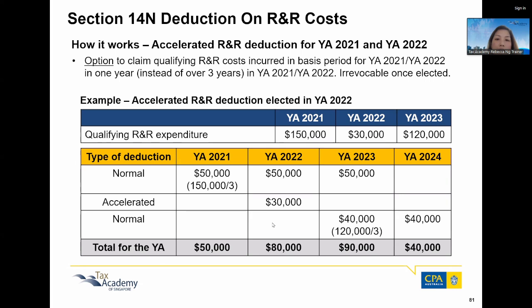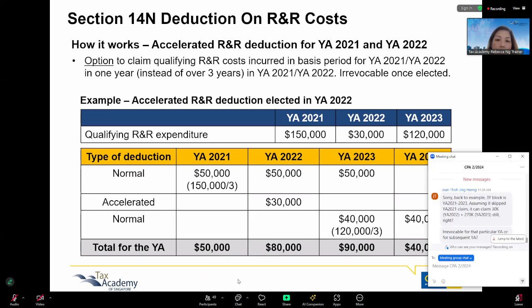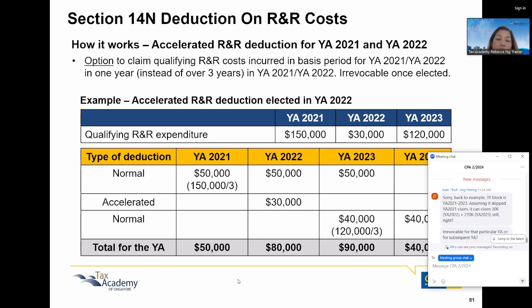When it comes to YA 2023, there is no accelerated option. The 120,000 will be claimed over a period of 3 years. So 40,000 and 40,000, and another 40,000 in YA 2025. Now after I have tabulated all this, I look at how much I'm going to deduct to find out my chargeable income. In YA 2021, I have 50,000 deduction. In YA 2022, I have 80,000 deduction. In YA 2023, I have 90,000 deduction. In YA 2024, I have 40,000 deduction.